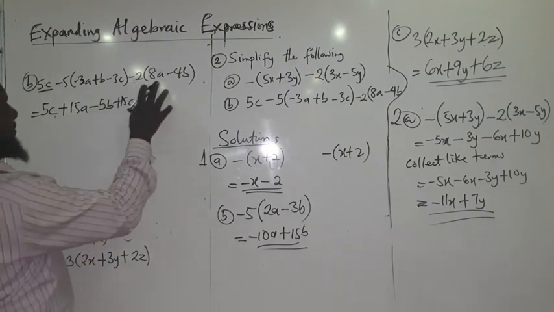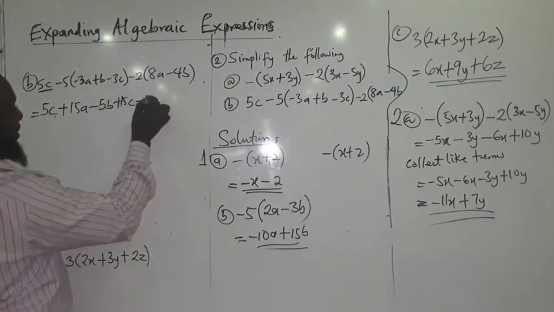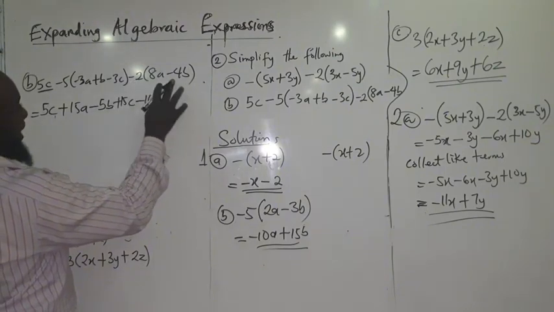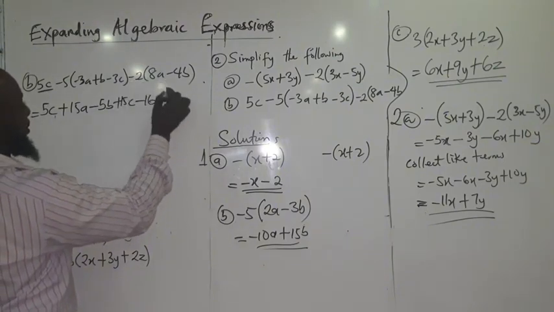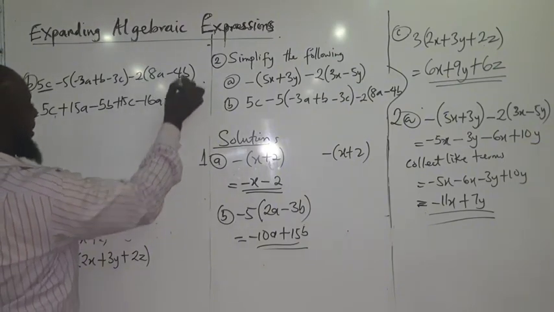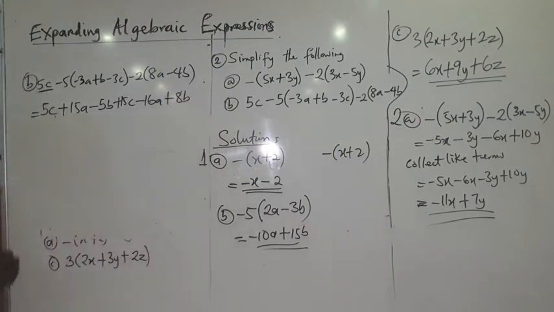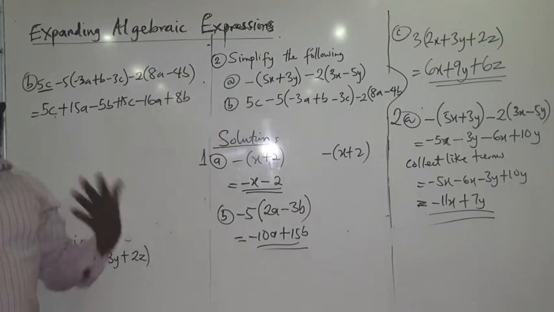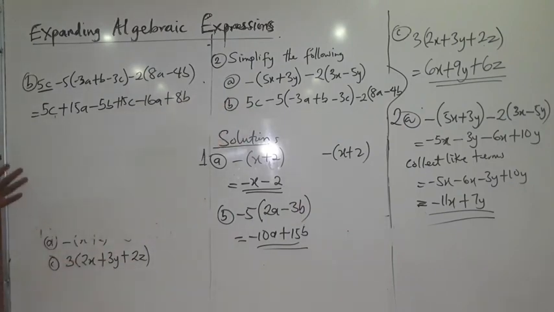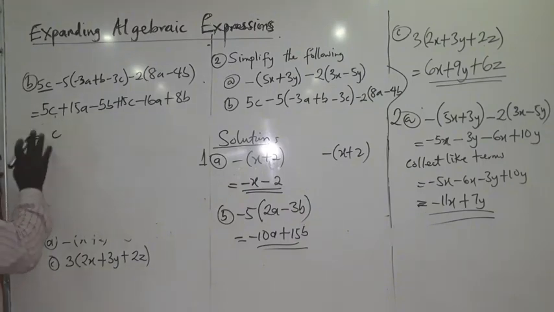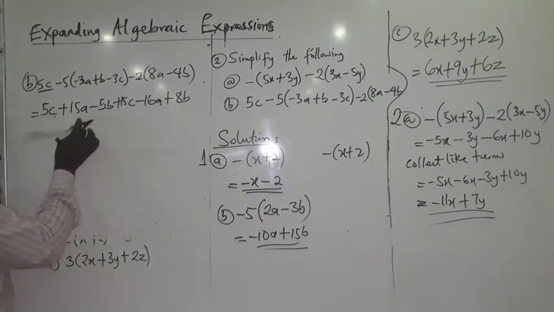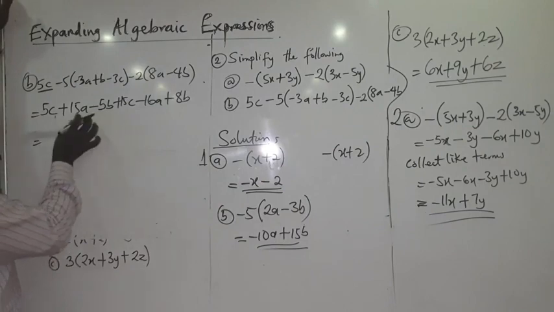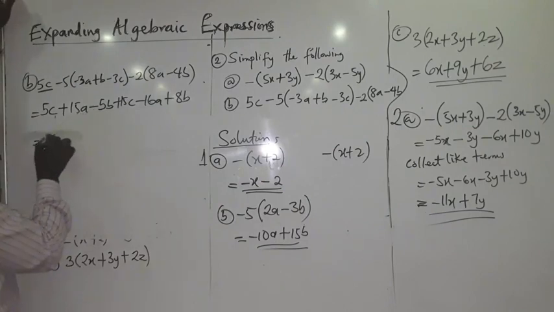Then minus 2 times 8a is minus 16a. Minus 2 times minus 4b: minus times minus is plus, 2 times 4 is 8, then we put the b there. Can you see? It's very easy. It's just longer than that. It's just the same thing. So what we're going to do is bring everything together. We collect like terms. So collecting like terms, we can decide to make a come first. That is 15a.